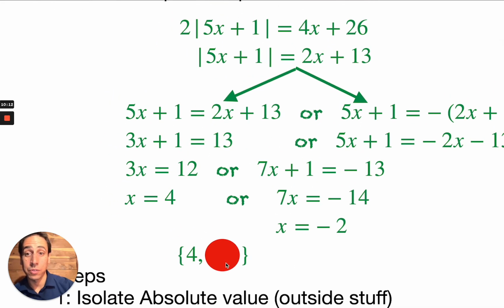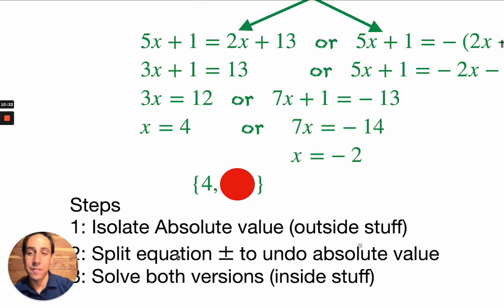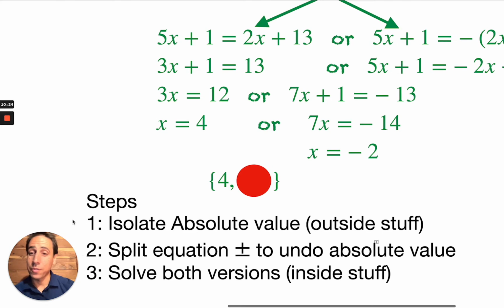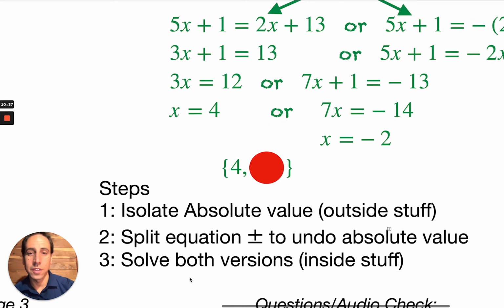It contains both solutions. And let's see if you can figure out what this red dot is covering. It is the solution set, and it should contain both solutions that we found. Again, steps. First step is isolate the absolute value, like deal with all the outside stuff. Step 2, split the equation into the positive version or negative version to undo the absolute value, and then solve both versions, the inside stuff.